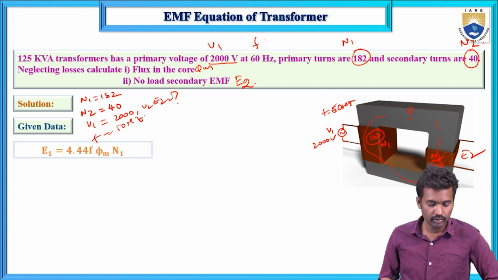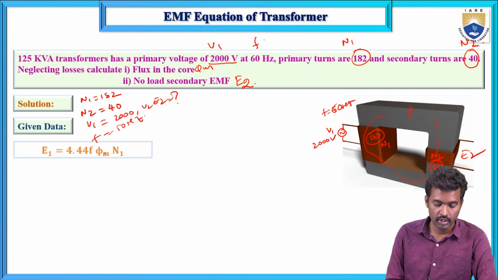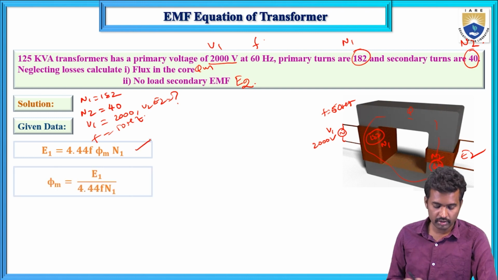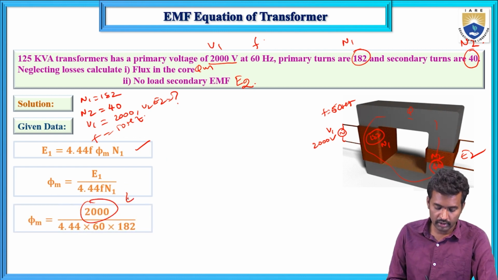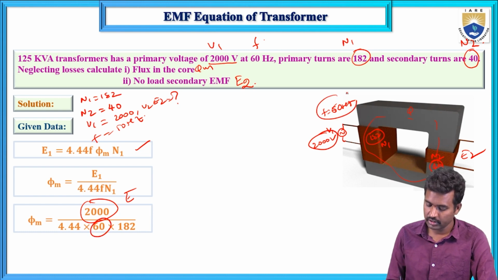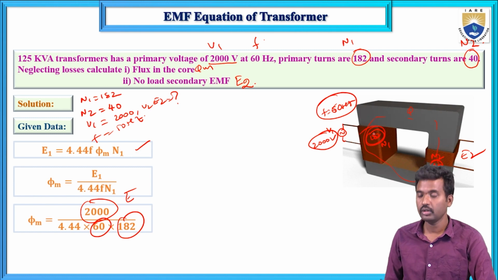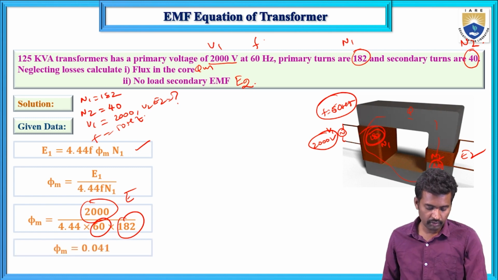So now here E1 equals 4.44 F phi m N1, and from this phi m equals E1 by 4.44 F N1. This is E1, and this is 60, the supply frequency, and primary winding turns 182. So now here the flux value is 0.041 Webers.